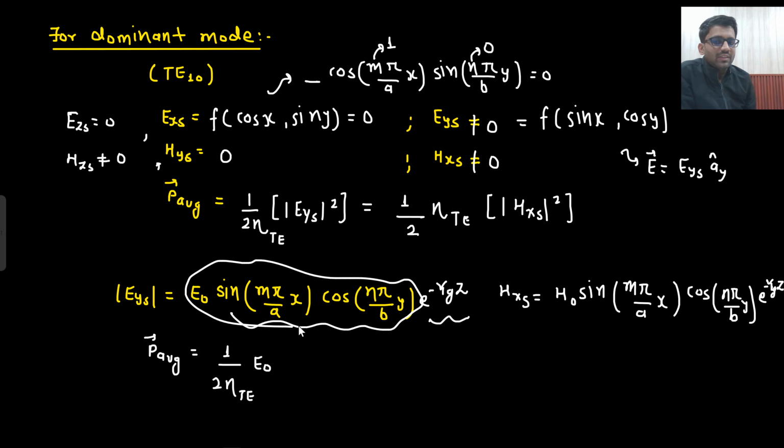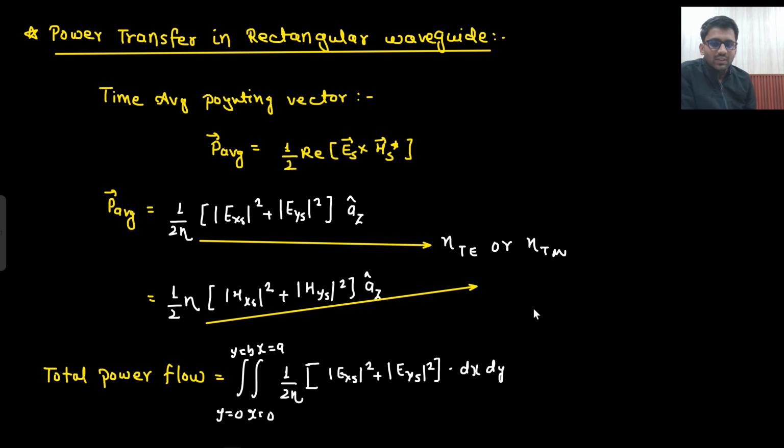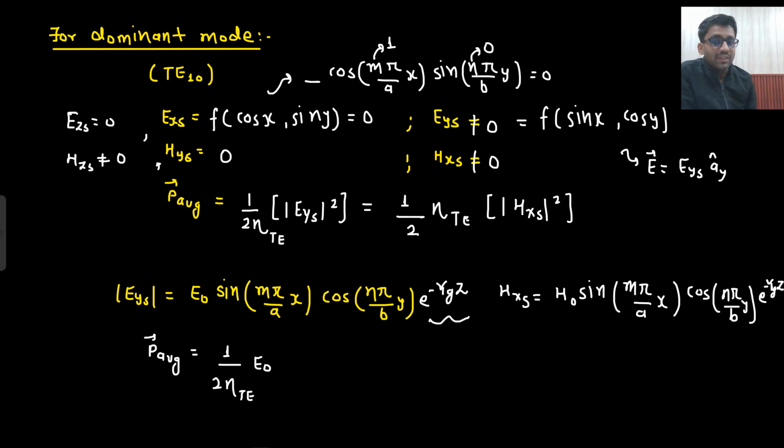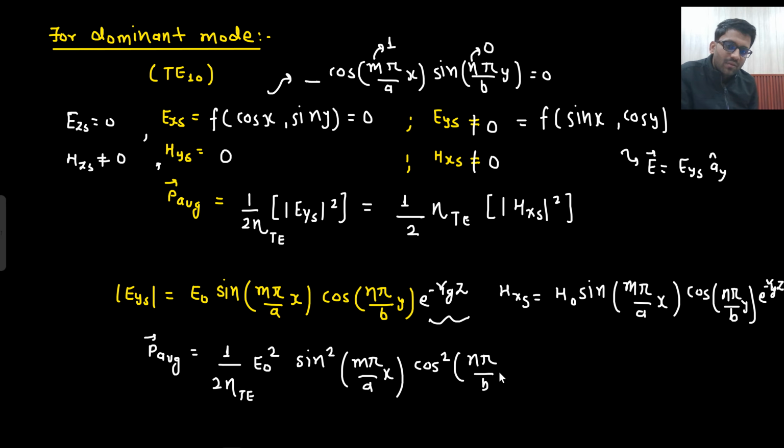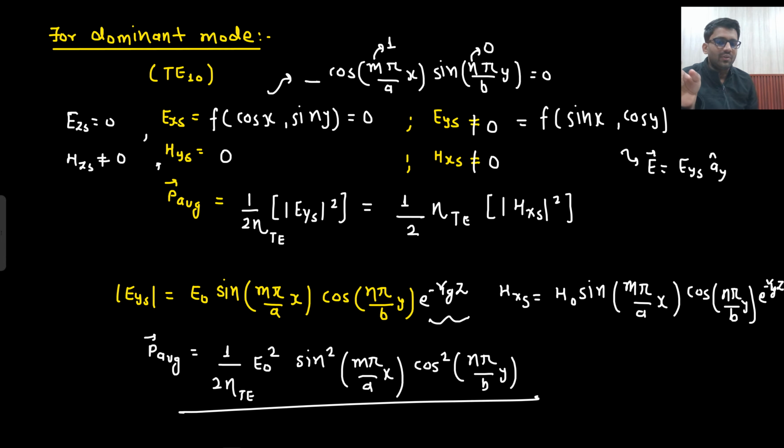The magnitude is the complete expression, sinusoid and cosinusoid. In this analysis also I told you that my magnitude will be that complex expression only, and the sinusoid and cosinusoid will also come. You are talking about the magnitude, not the maximum value. So the magnitude will be E naught square sin square m pi by a x, and cos square n pi by b y, because we are talking about the amplitude. So that was an error from my side. Here also, what will be the amplitude? H naught square sin square m pi by a x cos square n pi by b into y. So this is the amplitude, right?